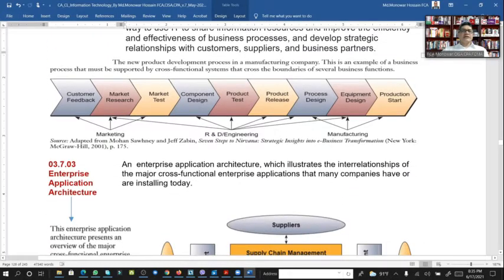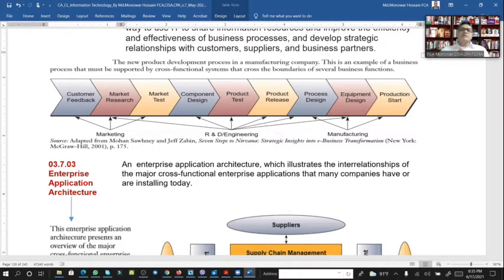So if we look here, the new product development process within a cross-functional manufacturing company is an example of a business process that must be supported by cross-functional systems that cross the boundaries of several business functions. First, if you see the below side: marketing, research and development, engineering, manufacturing. Customer feedback, then the market research and also market test, these three items are within marketing. And then the component design or product design, product test, product release, and also process design and equipment design.